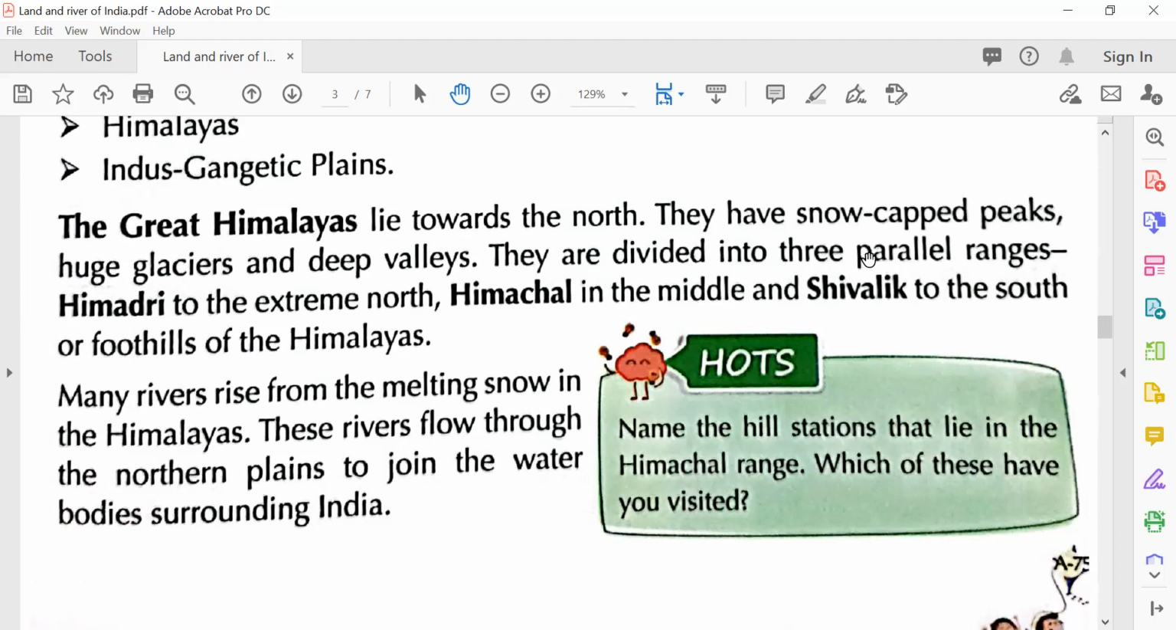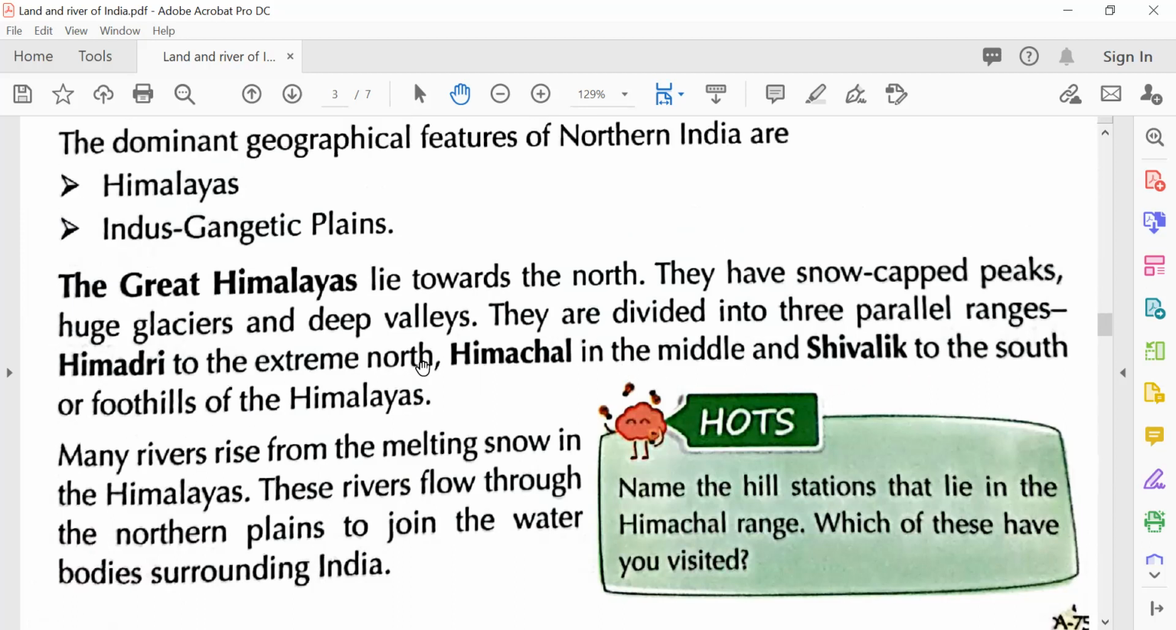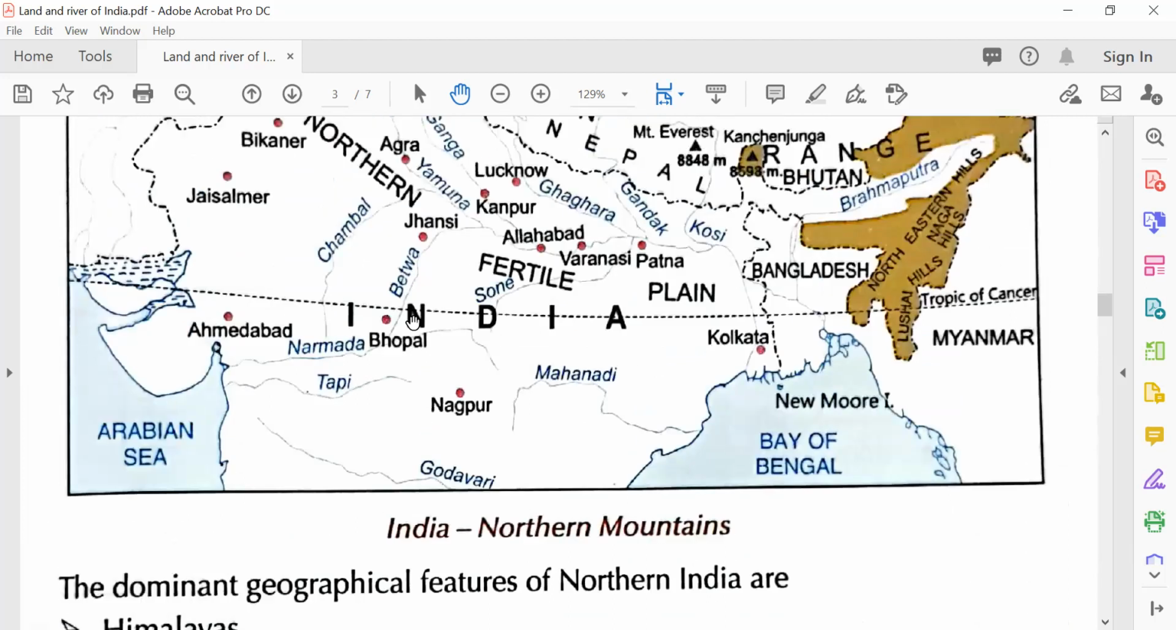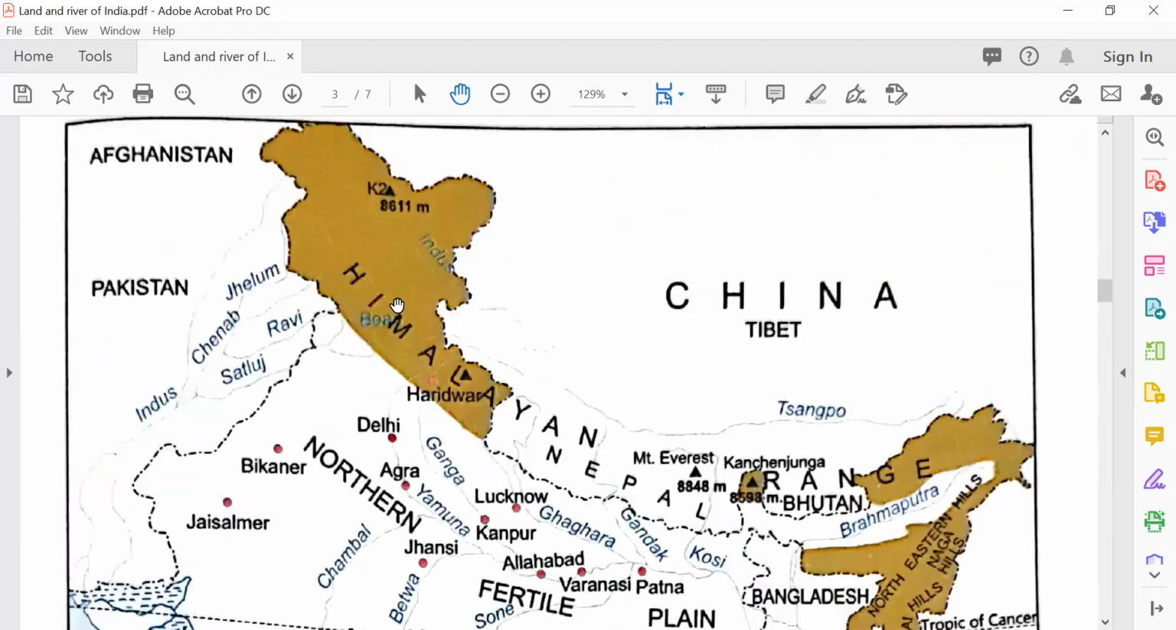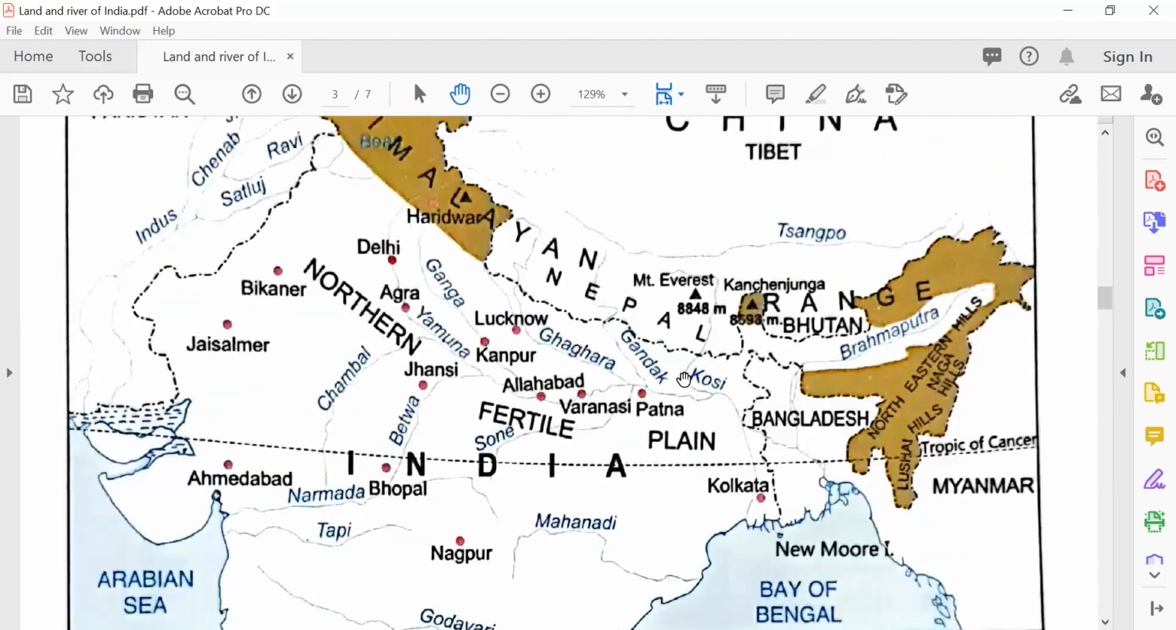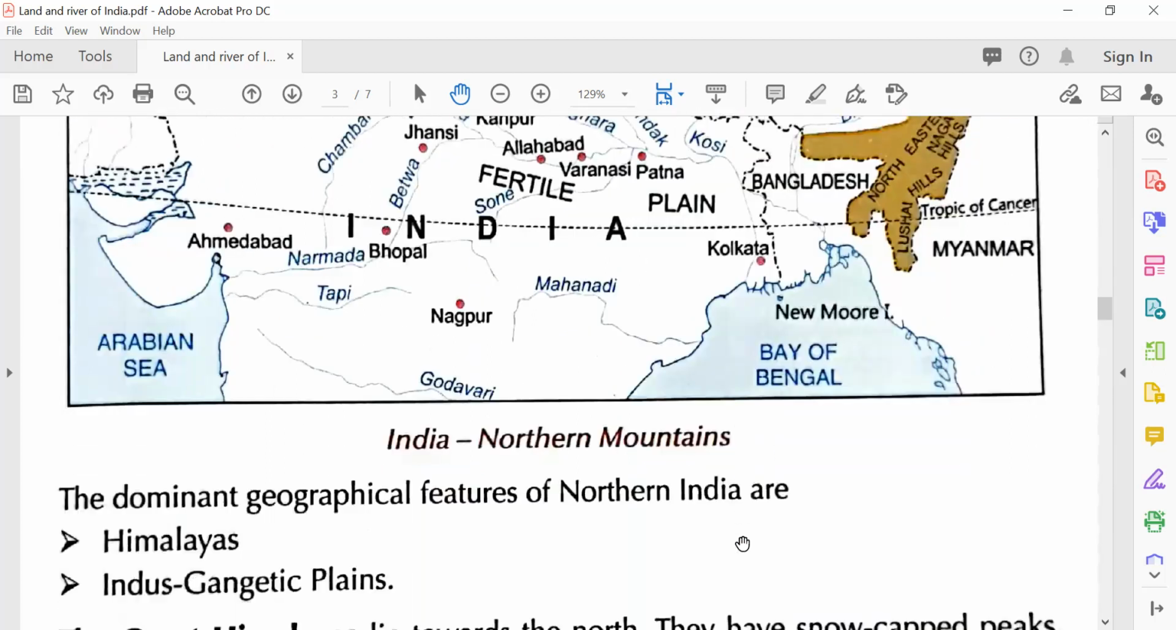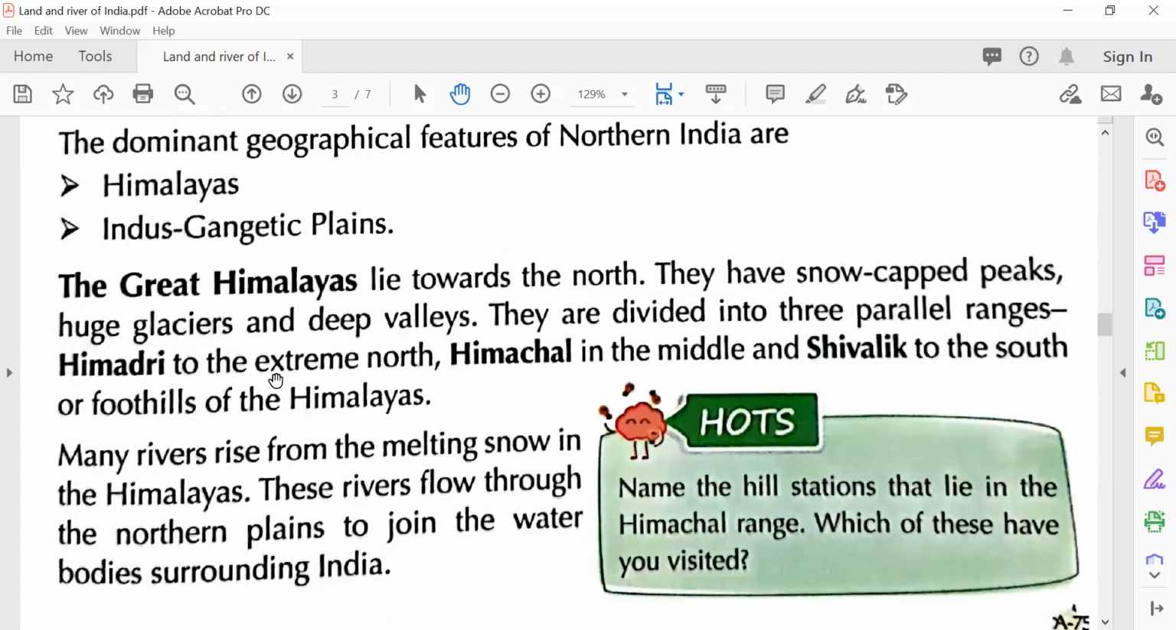They are divided into 3 parallel ranges: Himadri to the extreme north, Himachal in the middle, and Shivalik in the south or foothills of Himalaya. So Himalaya has 3 parts. They are not showing it here, but you have to learn it. So what are the 3 parts of Himalaya? There is Himadri to the north. Up, in the upper part, what is there? Himadri. Then Himachal in the middle and Shivalik to the south. Tell with me: Himadri, Himachal and Shivalik. These are parts of the Great Himalayas mountain.